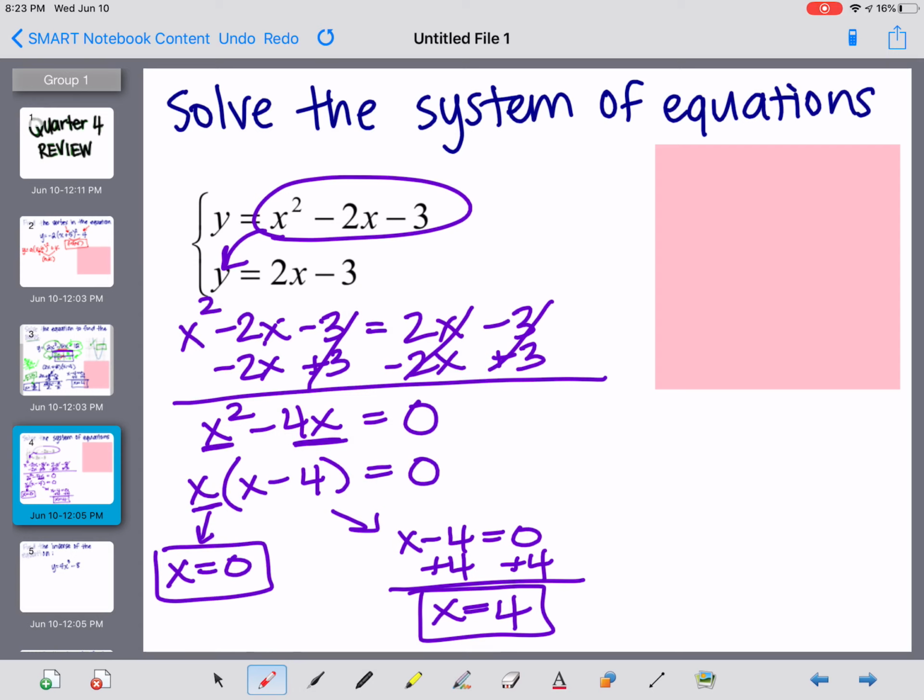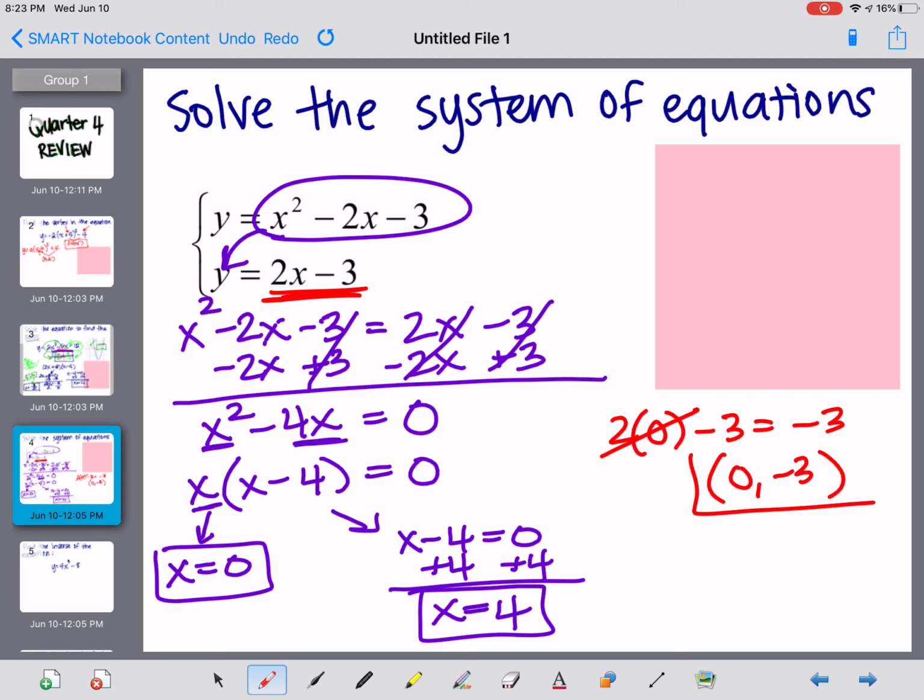Now we have to make sure that we go through and actually plug that back in to find the y values. So I'm going to plug it back into this one because it's a little bit easier. 2 times 0 minus 3, well, that's negative 3. So we plugged in 0 and we got out negative 3. There's your first solution.